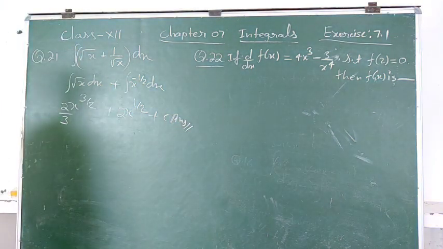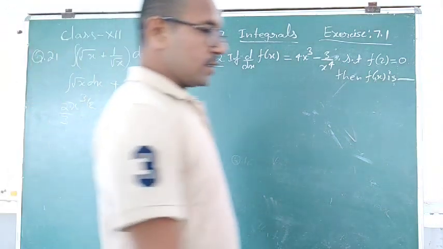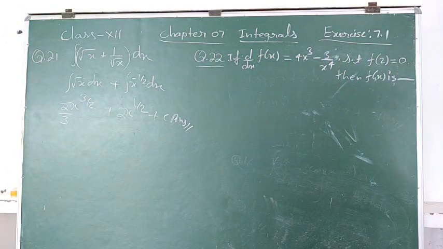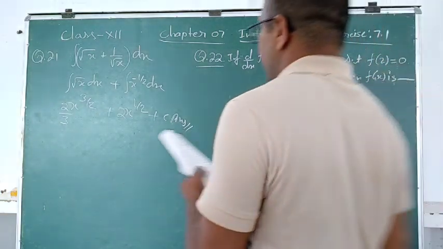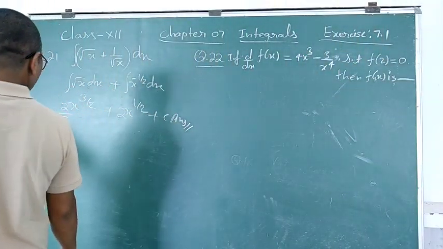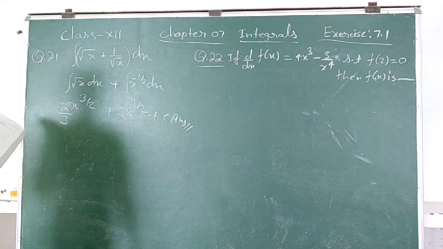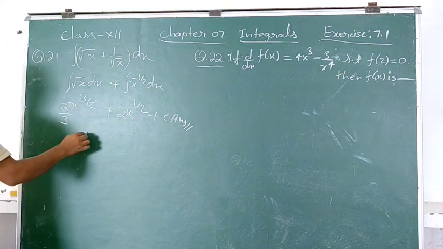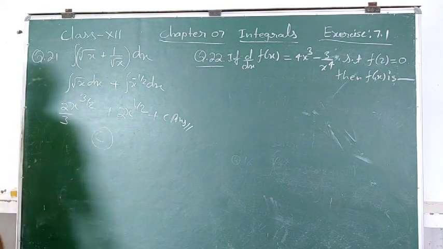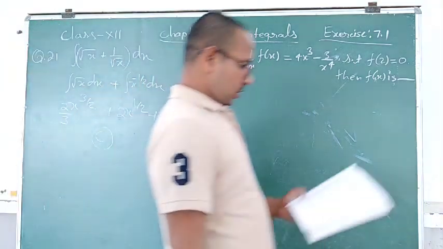So, which option is correct? Let's see here. That is 2 by 3, x to the power 3 by 2 plus 2, 1, c. That means option C is correct. Option C is correct. So now let's see question number 22.